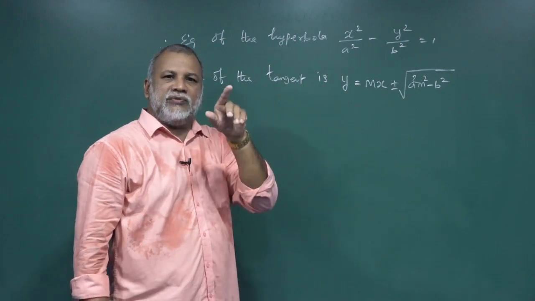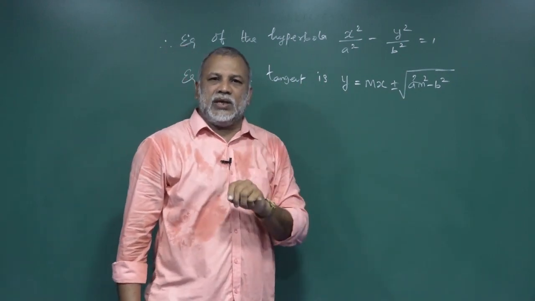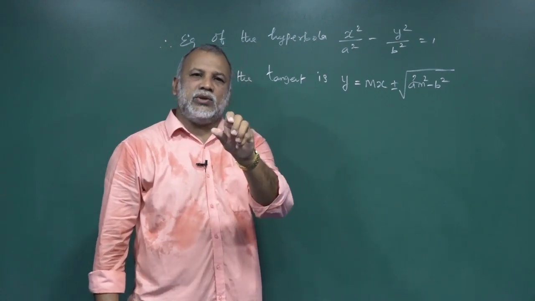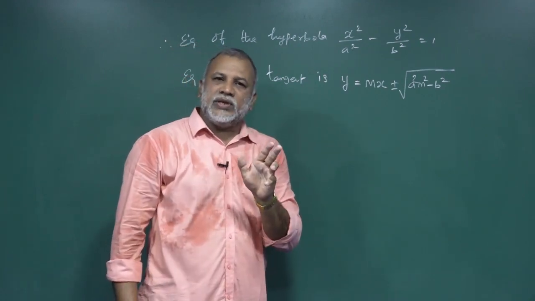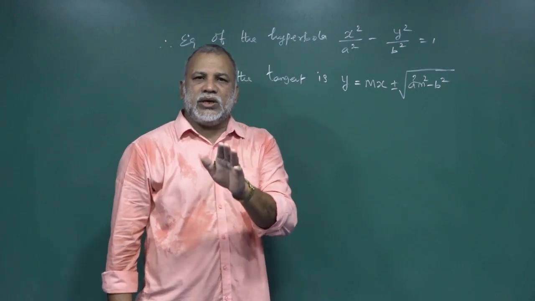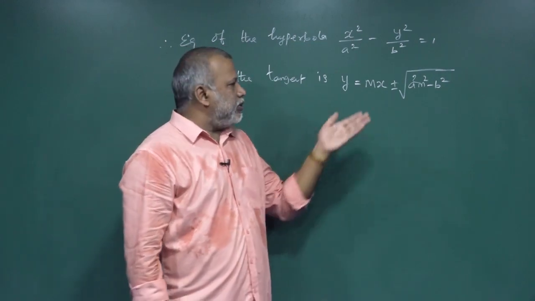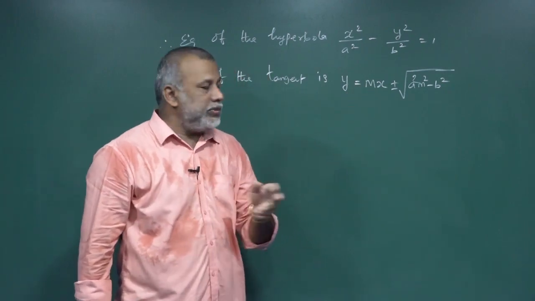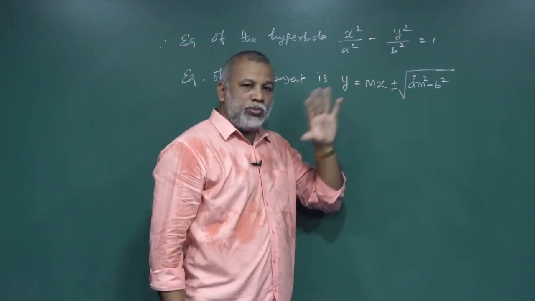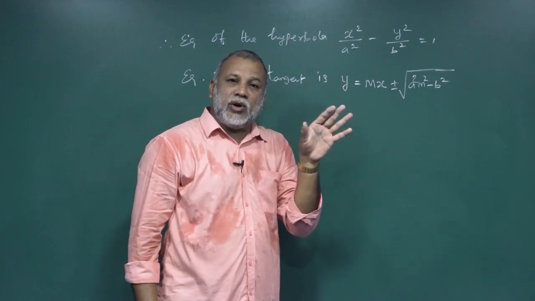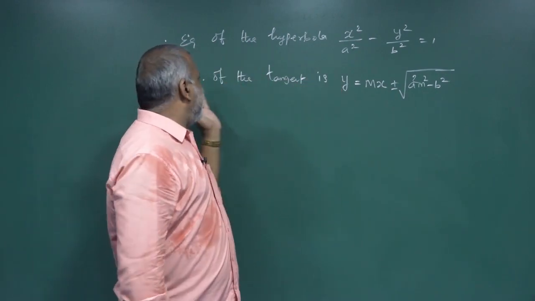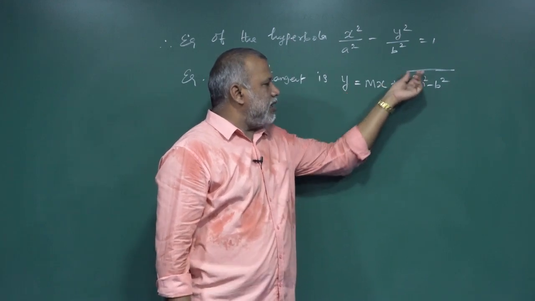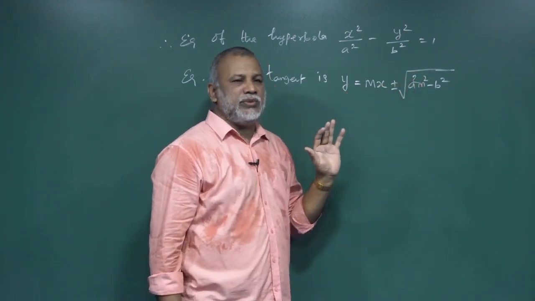That means the condition for the line y equals mx plus c to be a tangent to the hyperbola. In that condition, we find the value of c squared. What is the value of c squared? c squared equals a squared m squared minus b squared. From that, we can find the value of c, where m is the slope. Here, there is no point (x1, y1) given. So we select the equation of the tangent as y equals mx plus or minus the square root of a squared m squared minus b squared.